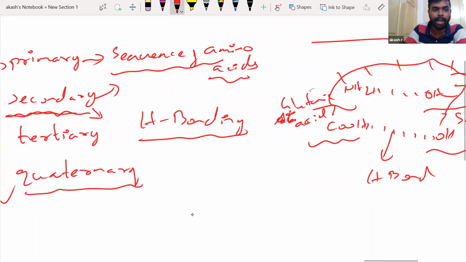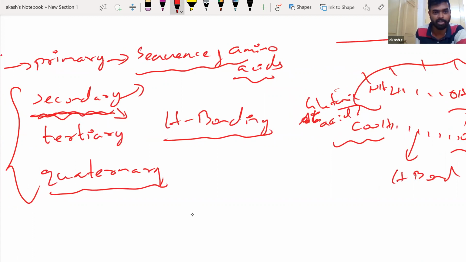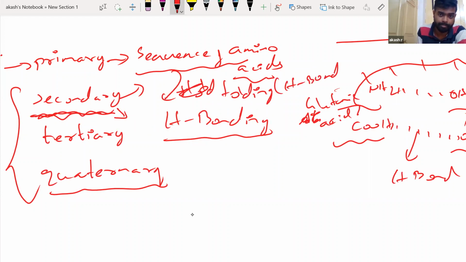Now that will end up in a secondary structure. That will end up in a secondary structure. I would say it is the folding of the primary sequence due to hydrogen bonding. Folding of the primary sequence, the primary structure, with the help of hydrogen bonding results in a secondary structure.